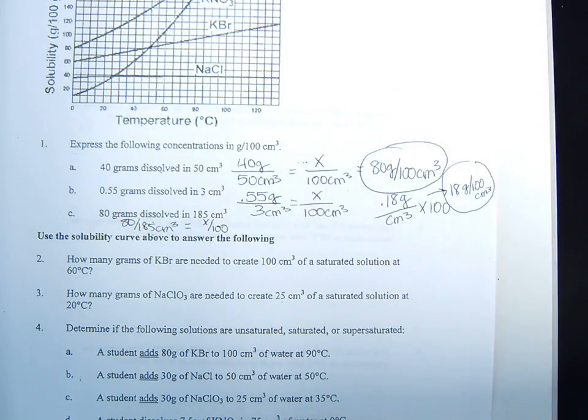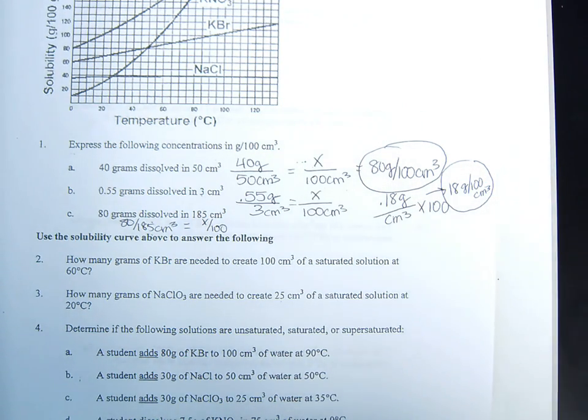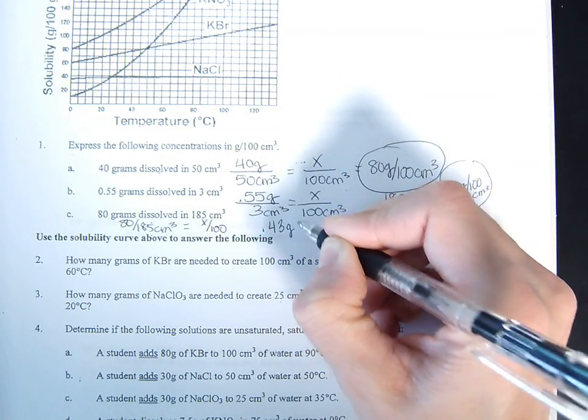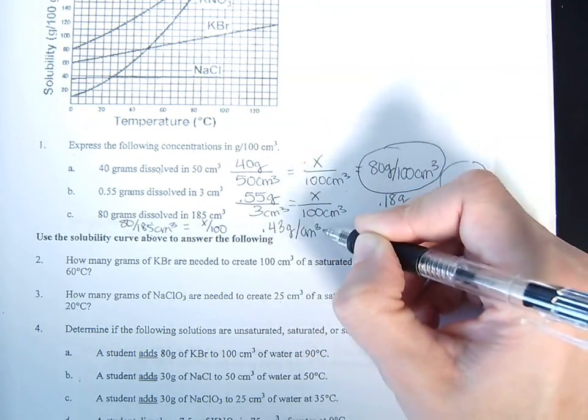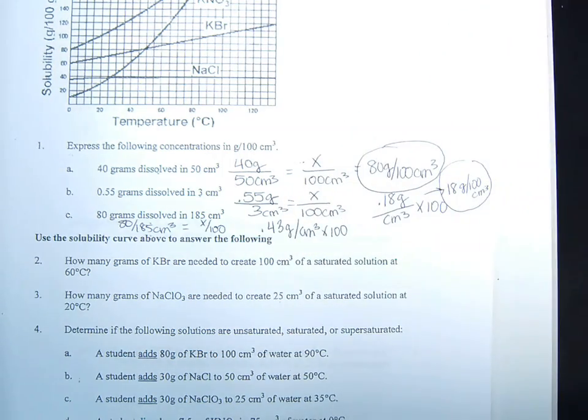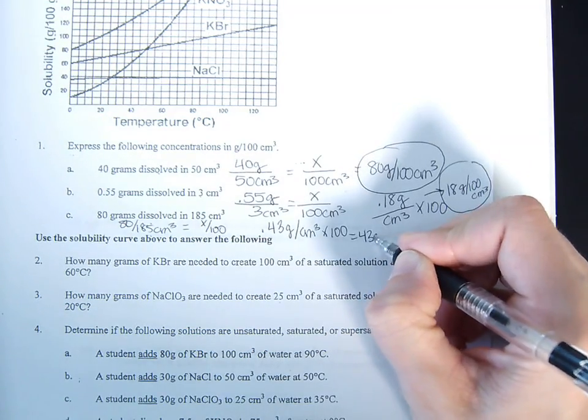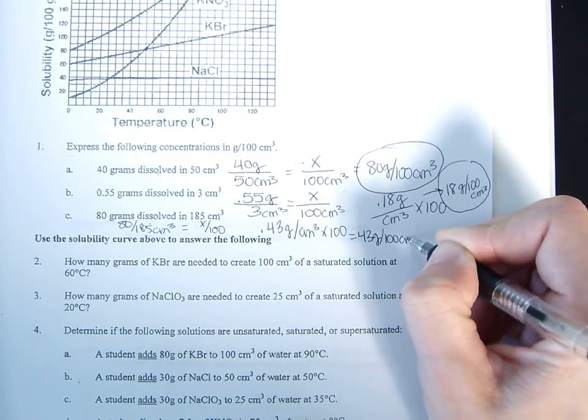Is that right? Let me try that again. 80 grams divided by 185. Yeah, that's right. So that gives me 0.43 grams per cubic centimeter. And then I'm just going to multiply that times 100. Times 100 equals 43. 43 grams per 100 cubic centimeters.